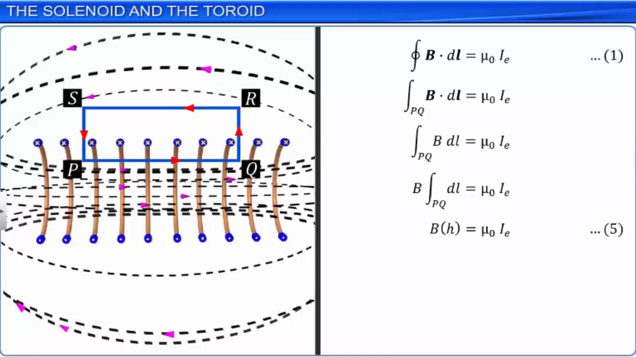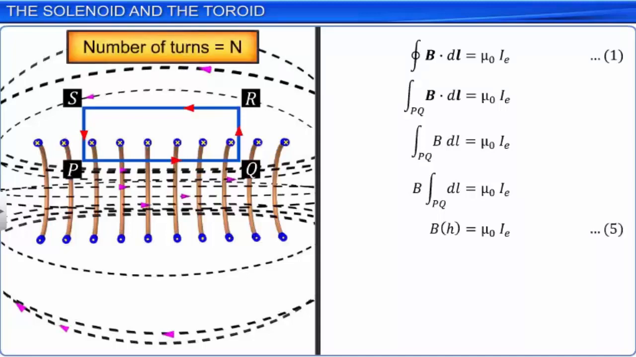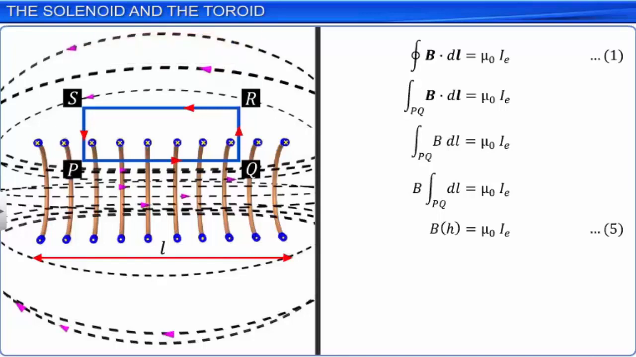Let N be the total number of turns on the solenoid, and L be the length of the solenoid. Then, the number of turns per unit length n is equal to N by L. The number of turns included in the Amperian loop of length h is equal to the number of turns per unit length into the length of the Amperian loop.